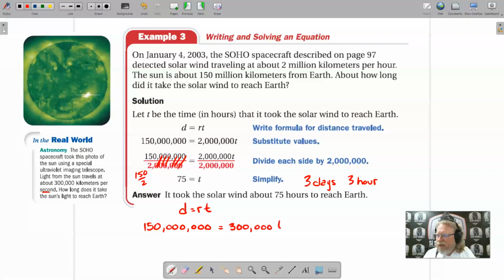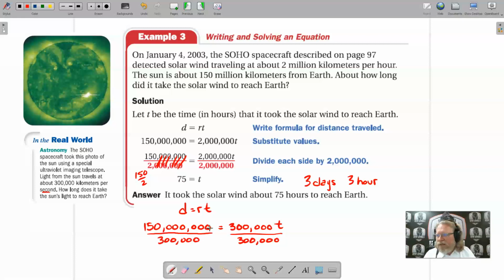And we need to know time, which remember, we're talking about seconds. So the 300,000 is tied to the t through multiplication. The opposite operation is division. We're going to divide by the very number we wish to get rid of, which is, yes, 300,000. And what we do to one side, we're going to do to the other. So we need to divide this by 300,000.